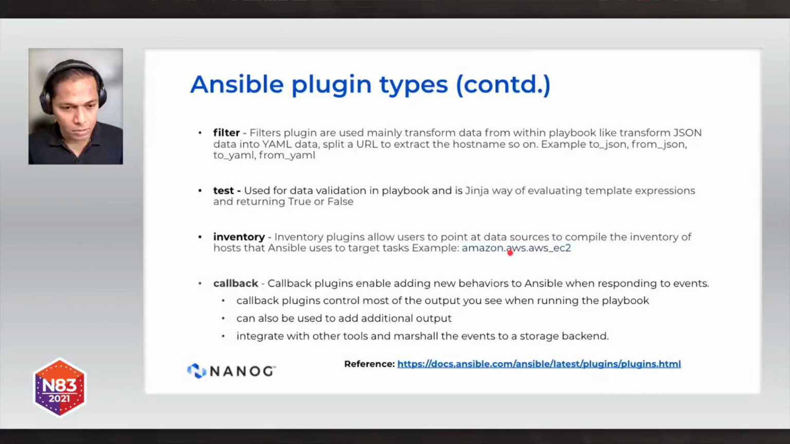Then callback plugins are basically used to modify the behavior of Ansible based on certain events. So they basically control most of the output you see when running a playbook. You can write your own callback plugins to integrate the output and pass the events on to some external tools for marshalling of the events or storing them in the backend.